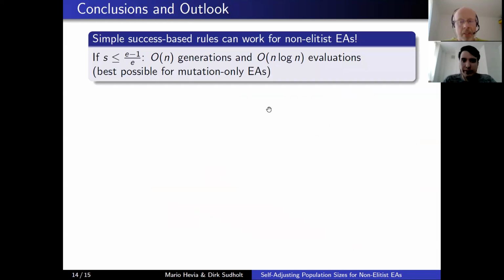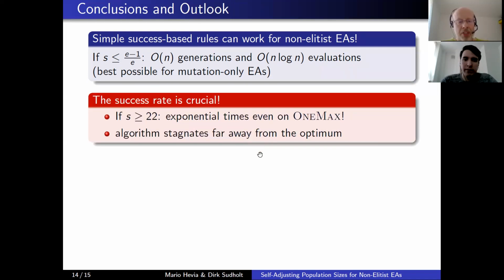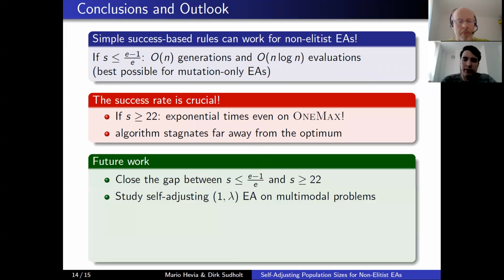Okay, so to conclude our talk, we've shown that simple success-based rules can work for non-elitist EAs. If the success rate S is at most e minus 1 over e, then we get O of n expected generations and O of n log n expected evaluations, which is best possible for mutation-only EAs. The success rate is crucial, because if S is at least 22, then we get exponential times even on the very simple function OneMax. And the reason is that the algorithm stagnates far away from the optimum.